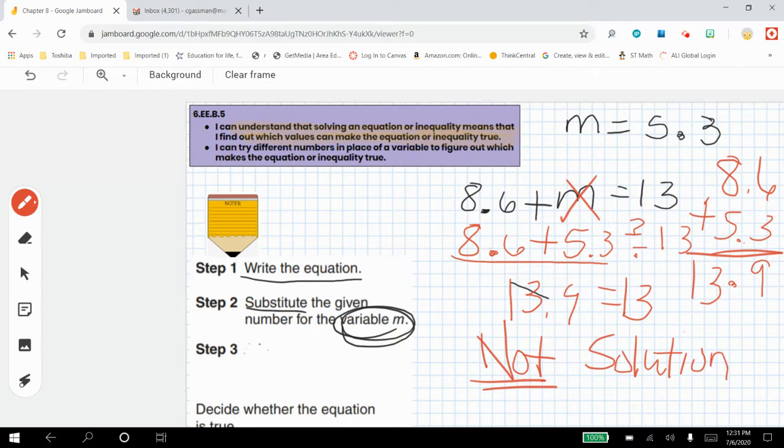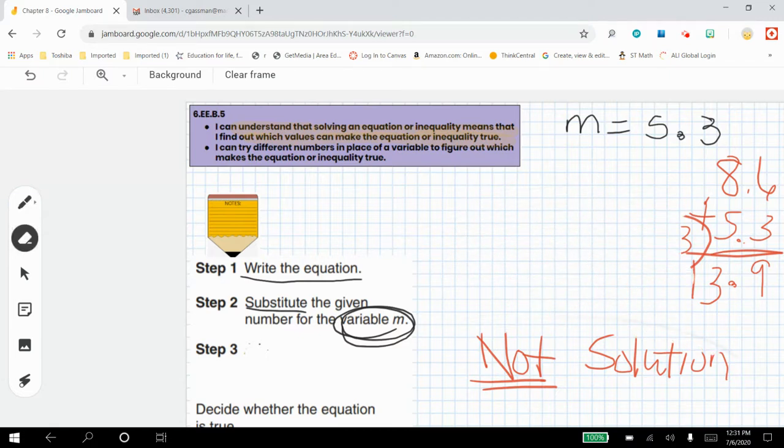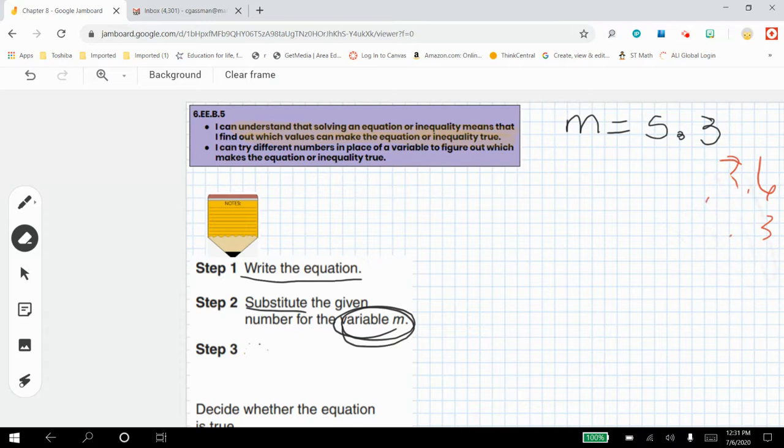So you're following me so far? When I substituted m, it did not work. Both sides of the equation, whether it's on this side or on the opposite side of the equal sign, have to equal one another. Are you following me so far? So that's not a solution. I'm going to go ahead and erase this.